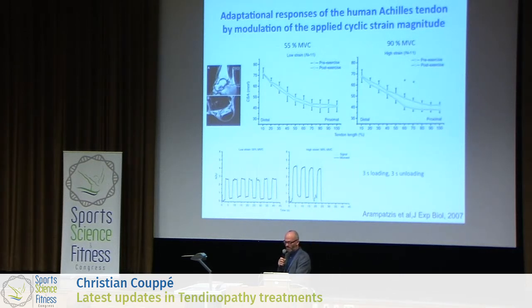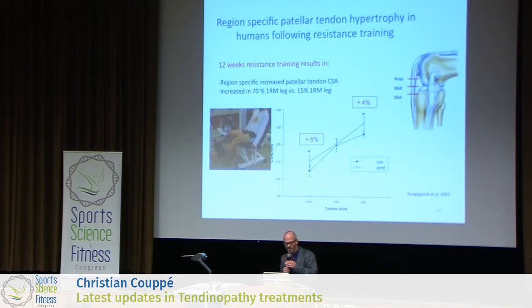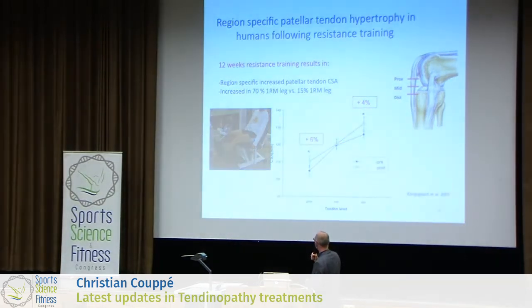So in about the same year, in another tendon, the patellar tendon, Mads Kongsgaard, a former postdoc of ours, did the first study to show that by resistance training you could increase the cross-sectional area of the patellar tendon, especially in the proximal and distal areas, but nothing really at the mid portion. And that was quite an interesting study because one leg was doing 70% of 1 RM, and that's the data you see here.